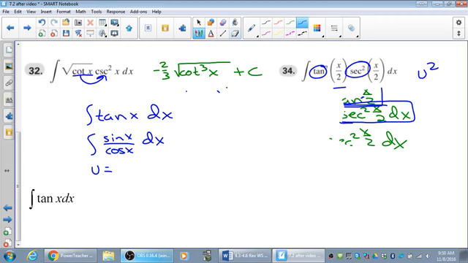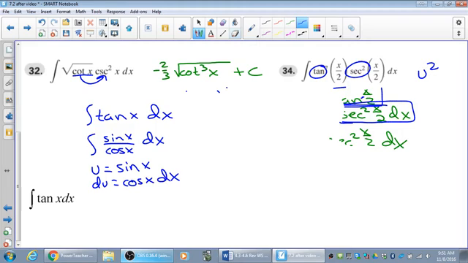Now, we have a choice here. Unfortunately, we have a choice because they're the derivatives of each other, with the exception of the negative, of course. So should we let u equal sine or u equal cosine? Sine. So du is equal to cosine of x dx.